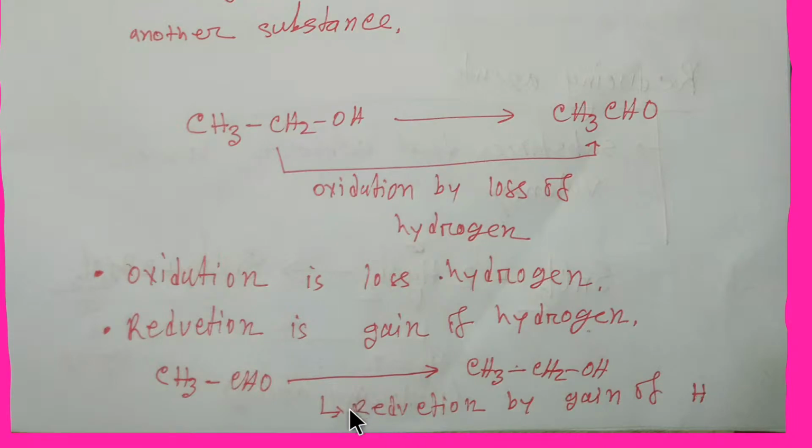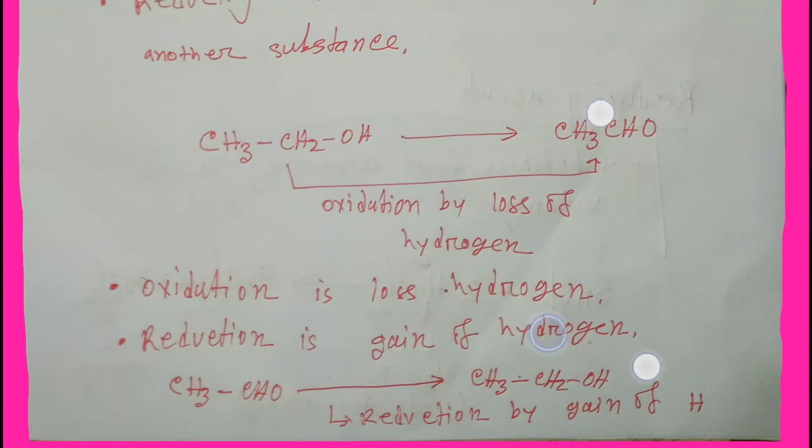Well, in this reaction, from ethanal to ethanol, the number of hydrogens is increasing. That is, reduction is the gain of hydrogen. So this is a reduction reaction. Please remember, oxidation is loss of hydrogen and reduction is gain of hydrogen. This is the definition depending on the classical concept, right? This is most important to you.